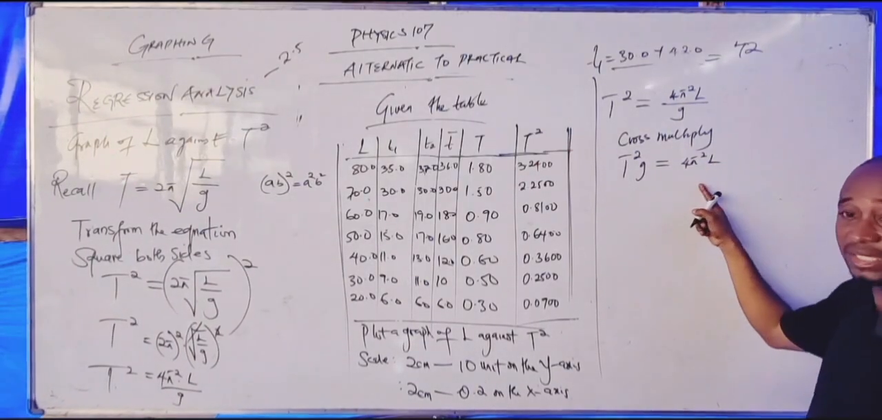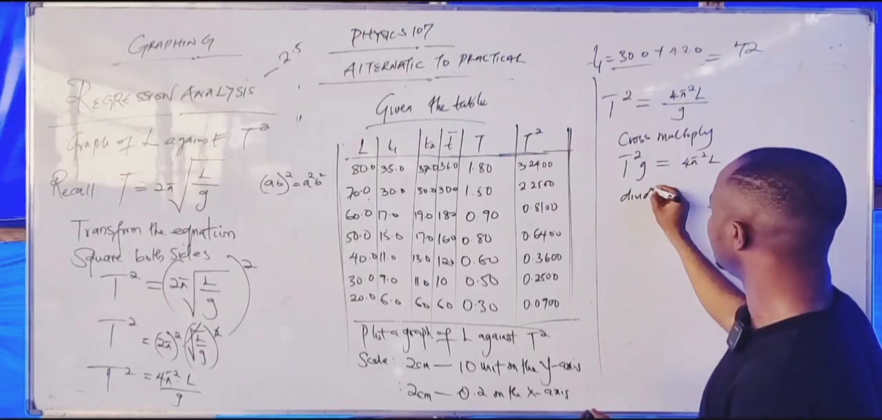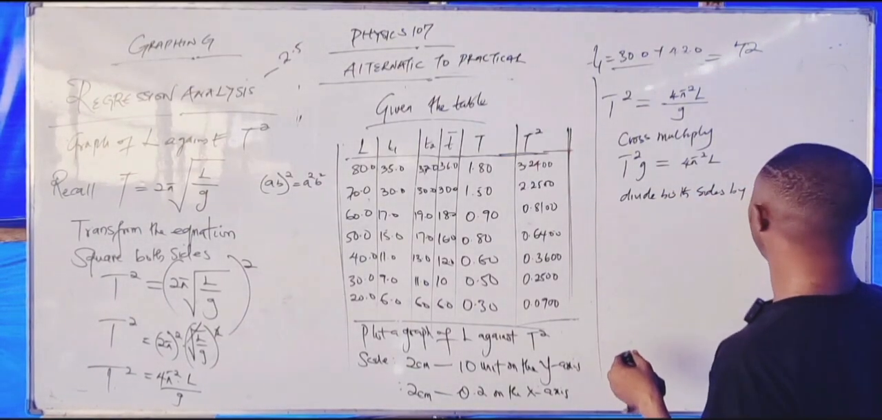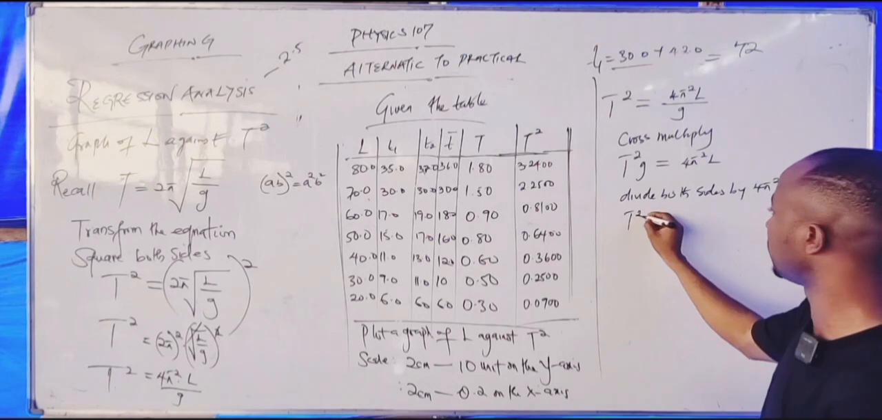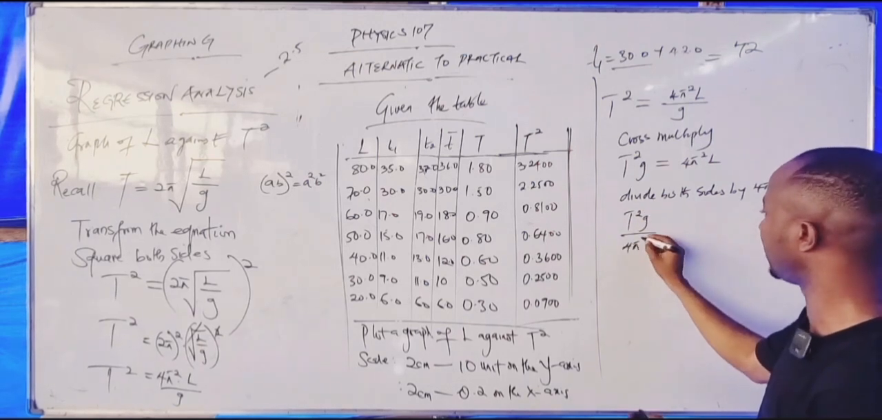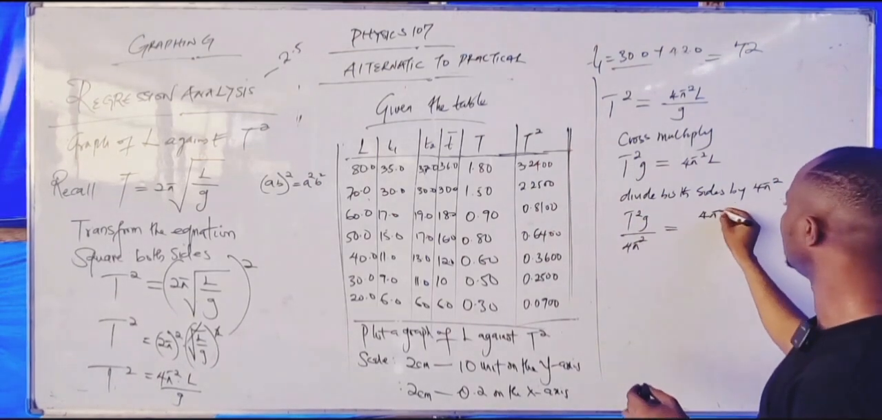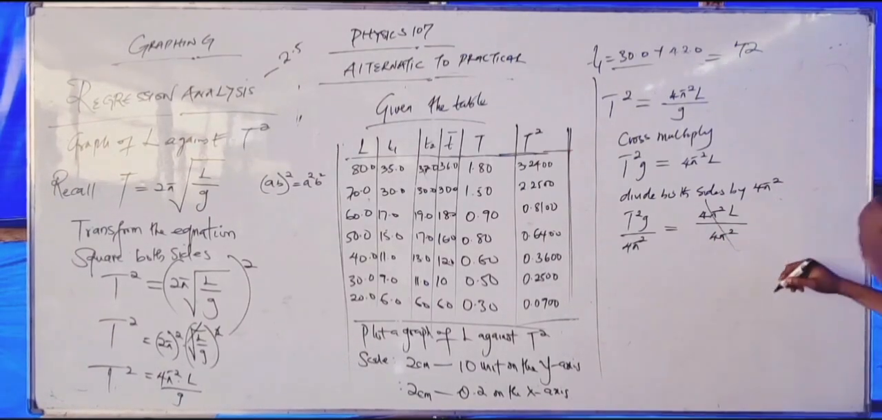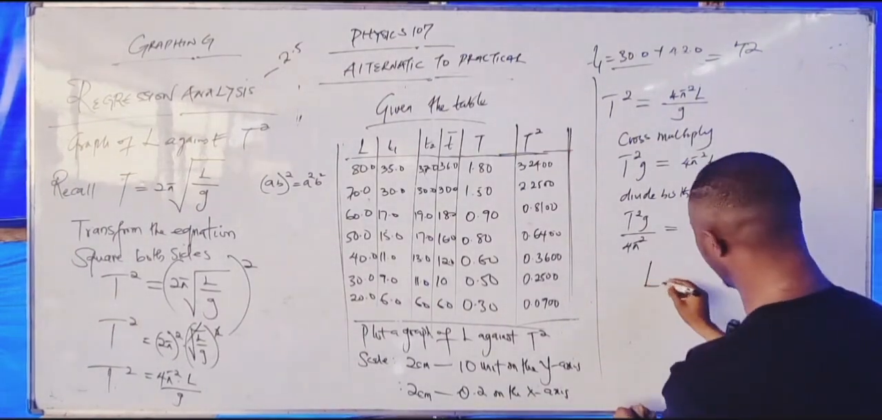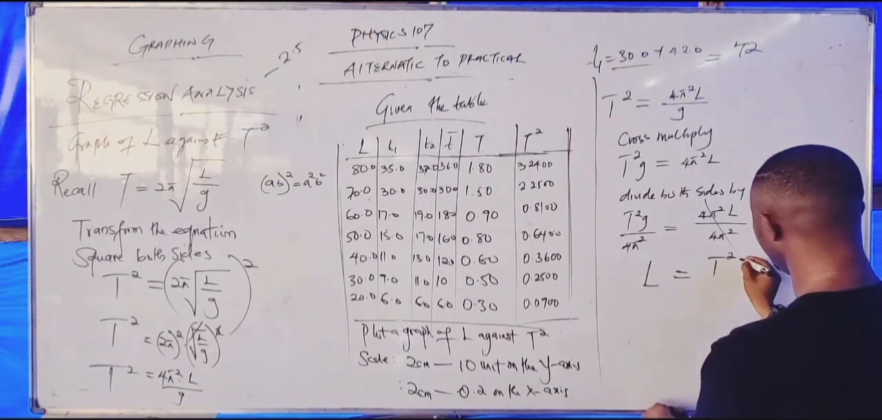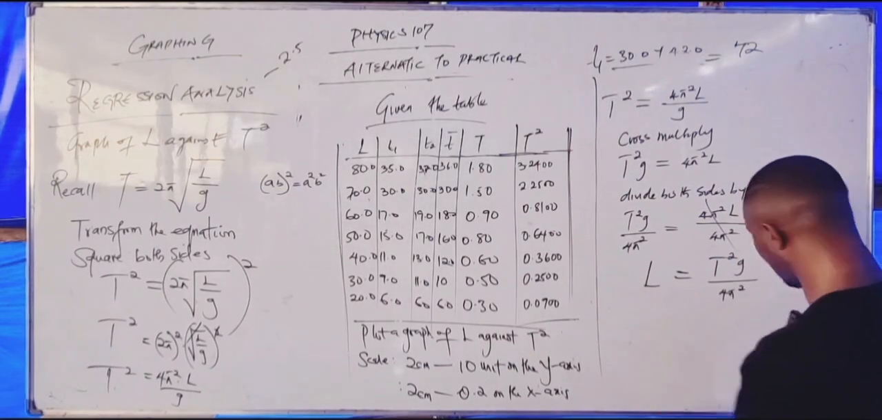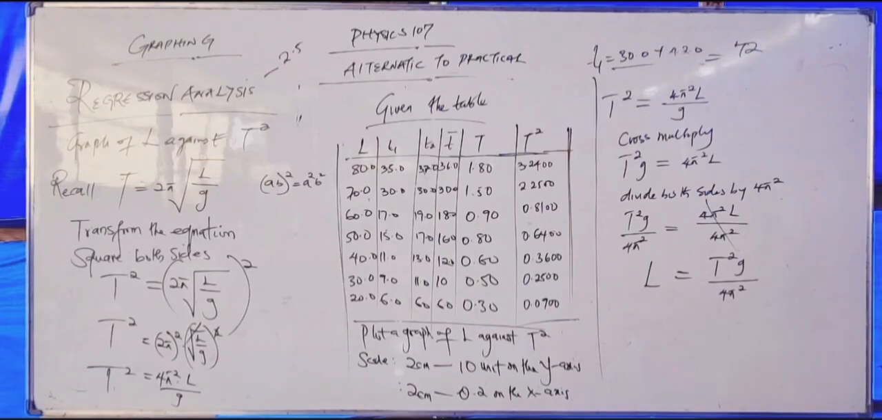How do you make L stand alone? Divide both sides by 4 pi squared. So here will give us T squared g over 4 pi squared is equal to 4 pi squared L over 4 pi squared, and this cancels with this. What do we have here? L equals to T squared g over 4 pi squared. Are you following now?